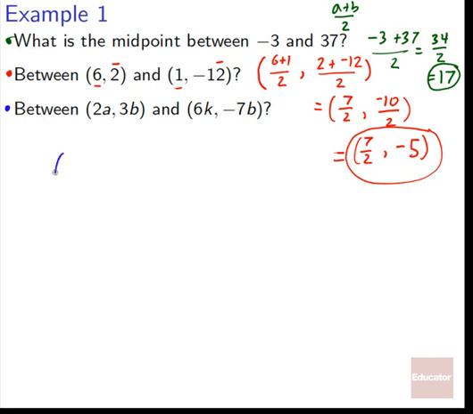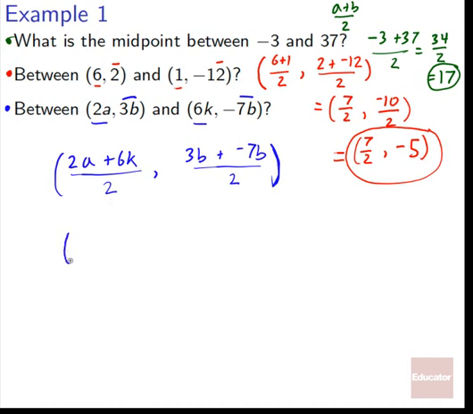We're still looking, what is the average of our horizontals? What is the average of 2a and 6k? What's the average of our horizontal locations? And what is the average of our vertical locations? 3b plus negative 7b. So we're still looking for the same sort of average ideas of horizontal and vertical. It just is, we can't combine 2a and 6k because a and k, they're speaking totally different languages. And b, we can combine because they're speaking the same language. So 2a plus 6k, can't combine that, but we can have our fraction denominator go onto both of them. So 2a over 2 plus 6k over 2, we have the denominator split onto both of them. And 3b plus negative 7b, that becomes negative 4b over 2.